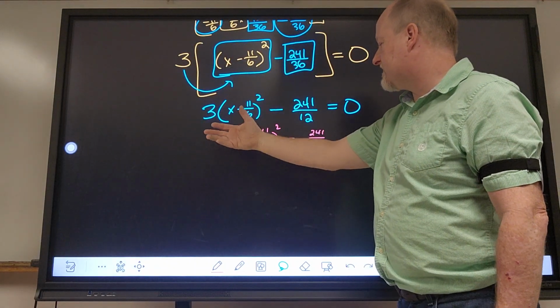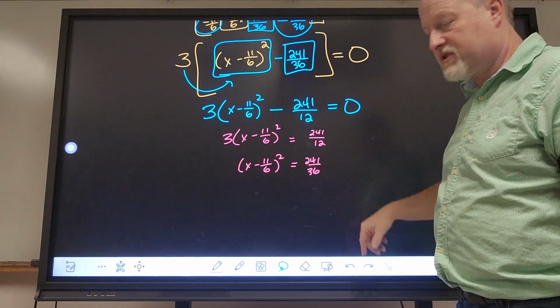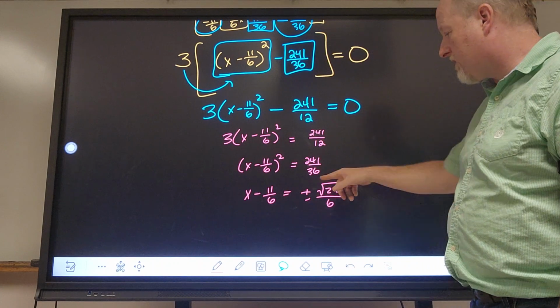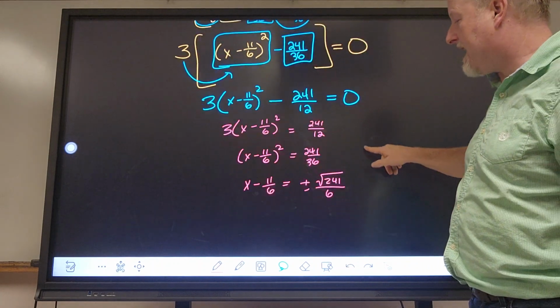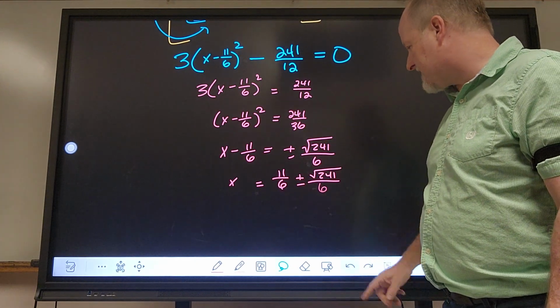So what we'll do is let's actually move this term to the right-hand side, divide through by 3, which showed up here in the denominator, take the square root, plus or minus, both possible answers there. And then this term moves over, and it is solved.